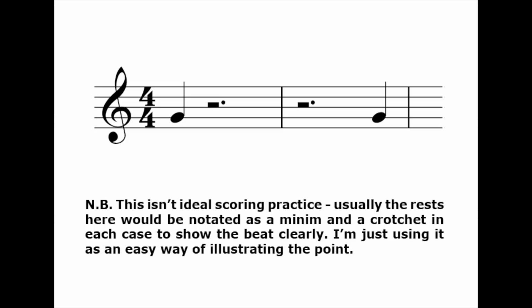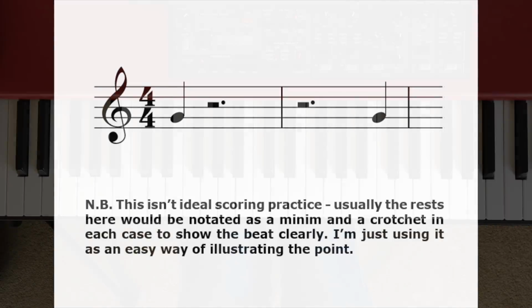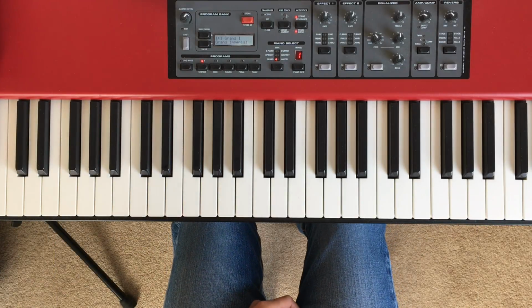So in the first bar we had that crotchet on beat 1, and then 2, 3, 4 of silence, because the dotted minim rest gives us 3 beats of silence. And then the second bar we had 3 beats of silence, 1, 2, 3, 4, and then that crotchet on beat 4.